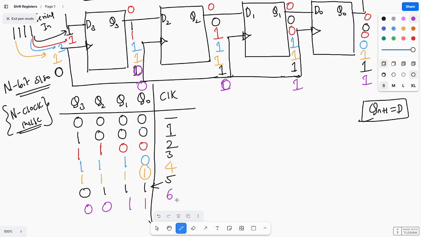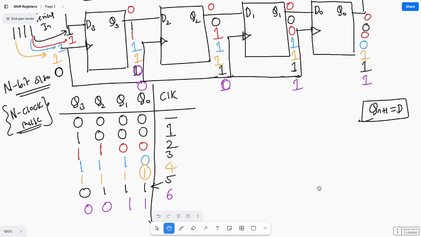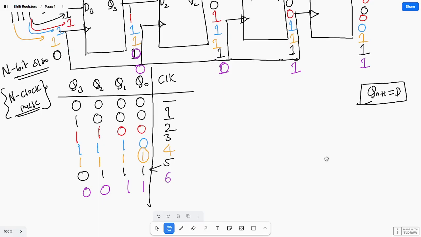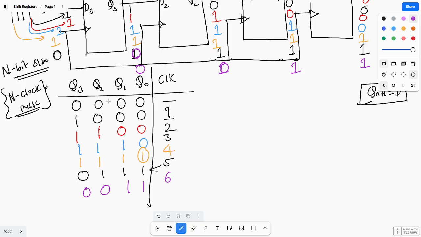Next, at the seventh clock pulse, what happens? At the seventh clock pulse, this will be shifted. Here 0 will come, and here 0 will come, and here 1 will come, and 0 will be loaded. At the seventh clock pulse, here you are getting 0, 0, 0, 1.